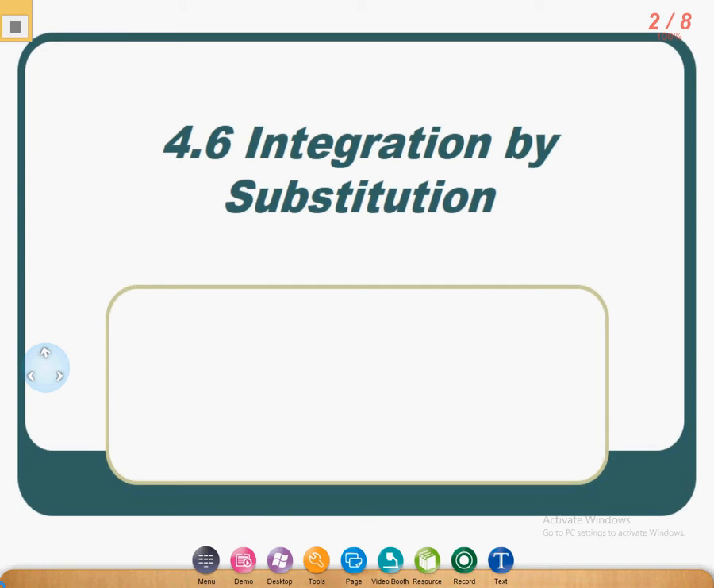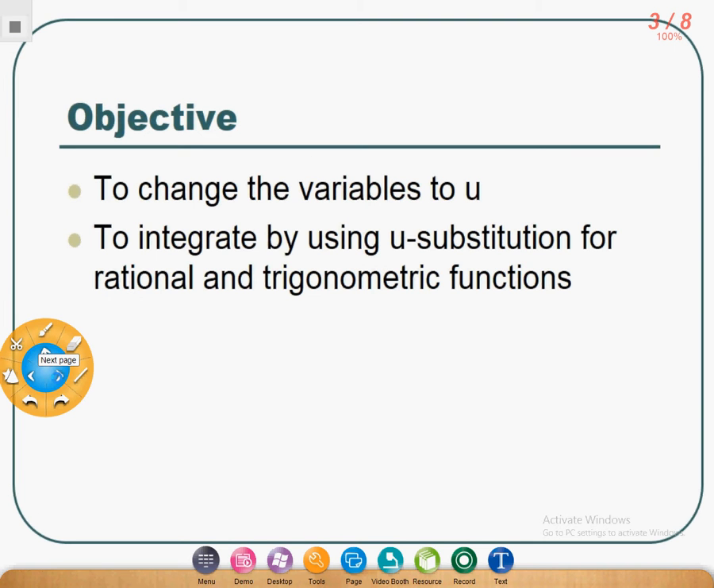We're still in the same lesson, integration by substitution, but today we will work with two different functions. The first function is trigonometric function, and the second function is rational function. It means numerator and denominator. Our objectives today, as I told you, we will work with rational and trigonometric function. So today I will give you different questions for trigonometric and rational functions.